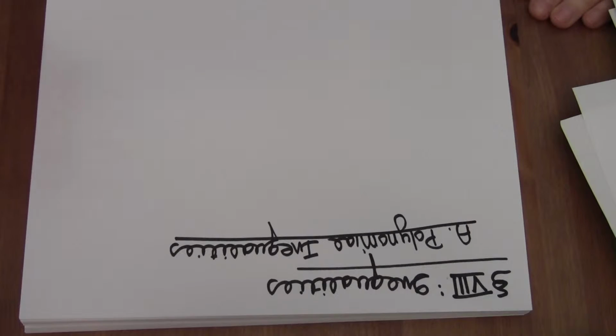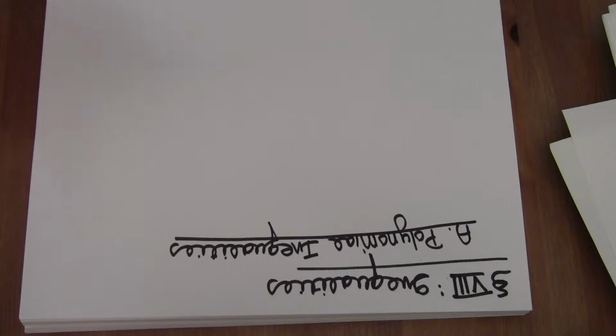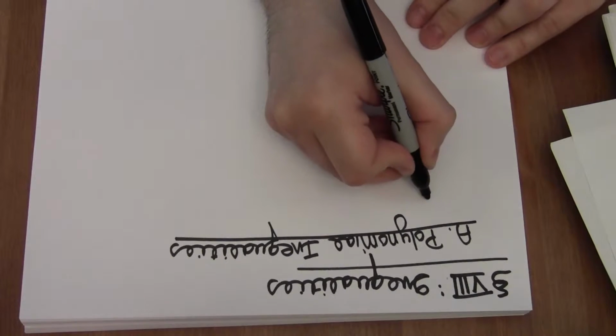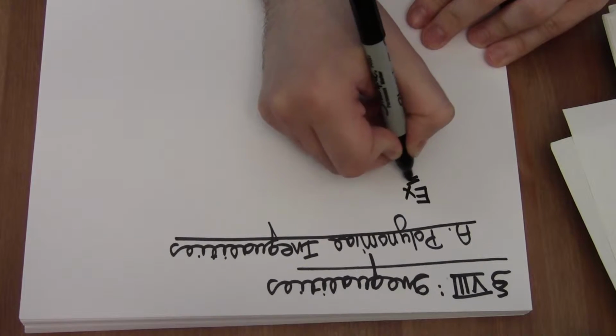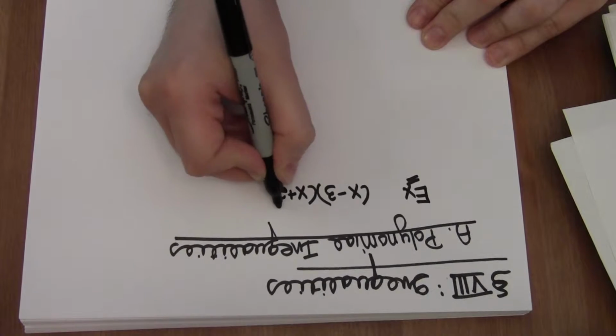Section 8, Inequalities. We're going to look at a method for solving polynomial, rational, and trig inequalities. The method's explained in the packet, and I think it'll make the most sense just to go through an example and walk through that process with a specific example in mind. We're going to start with a polynomial inequality, and we're going to look at x minus 3 times x plus 2 is less than 0.